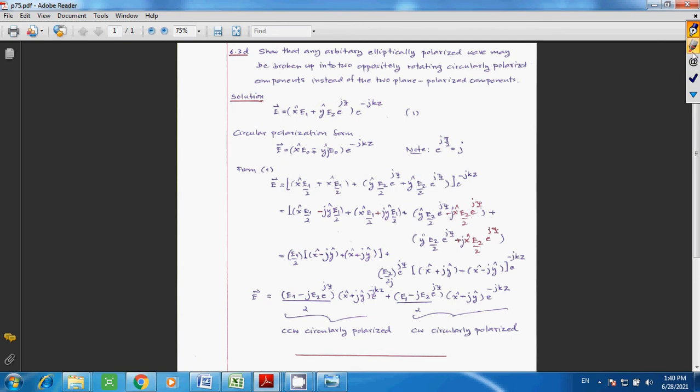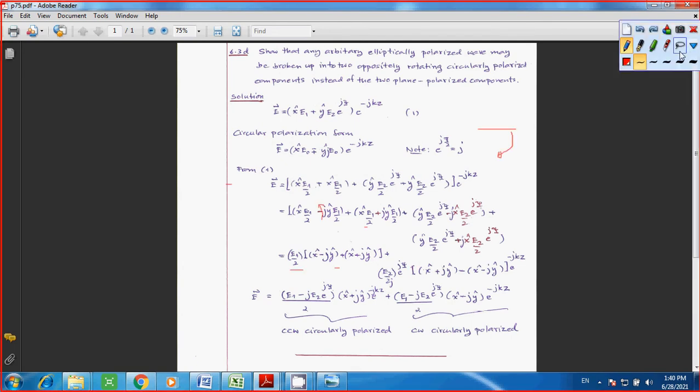Problem 6.3d. Show that any arbitrary elliptically polarized wave may be broken up into two oppositely rotating circularly polarized components instead of two plane polarized components. Okay, so you're talking about elliptical polarization. You can write it in terms of two plane polarized components. This one is a little bit tricky. You need to think a little bit.